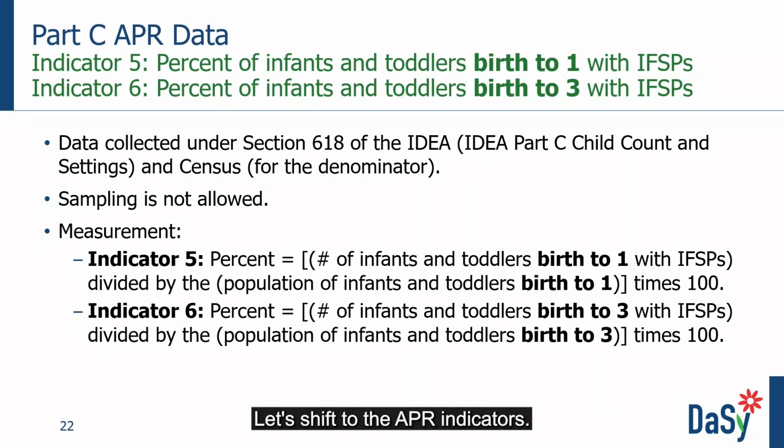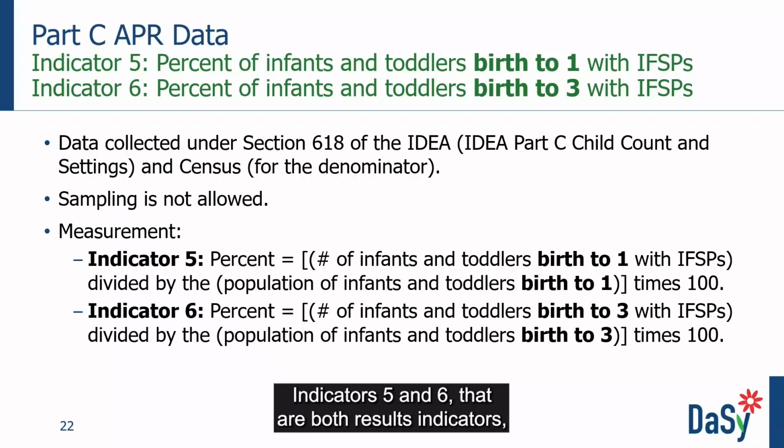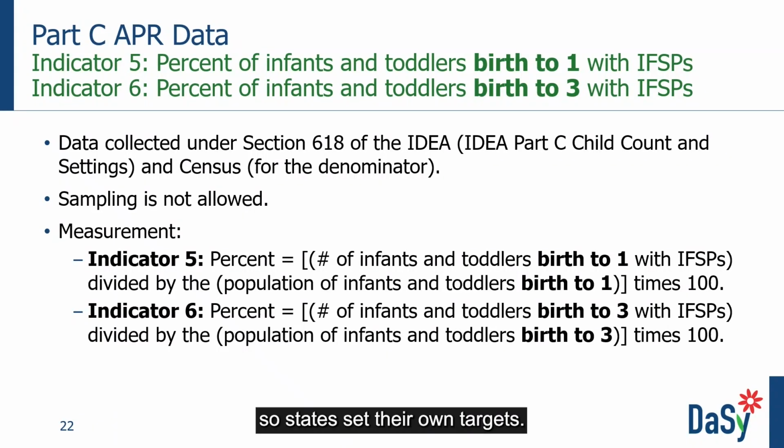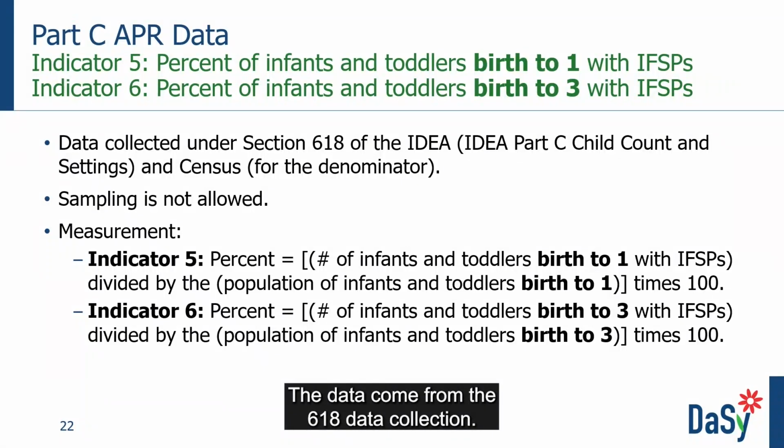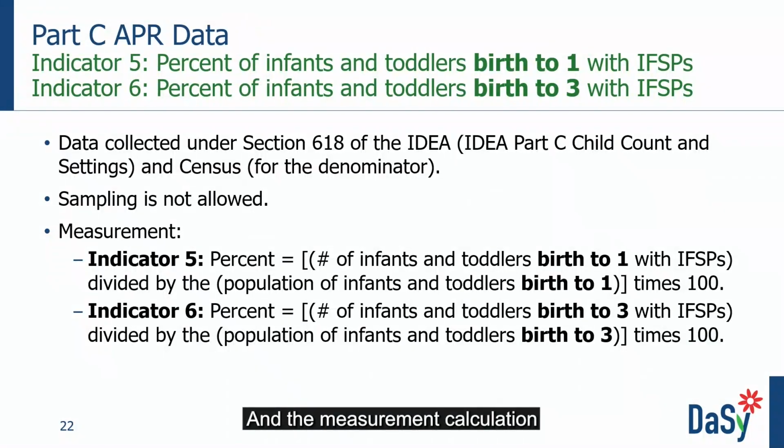Let's shift to the APR indicators. Part C has 2 child find indicators, indicators 5 and 6, that are both results indicators, so states set their own targets. Indicator 5 is the percent of infants and toddlers birth to 1 with IFSPs, and indicator 6 is the percent of infants and toddlers birth to 3 with IFSPs. These are often referred to as percent served. The data come from the 618 data collection, and the measurement calculation is the same for these 2 indicators.